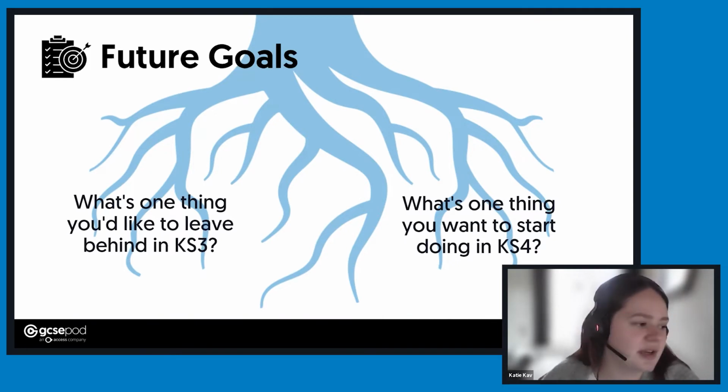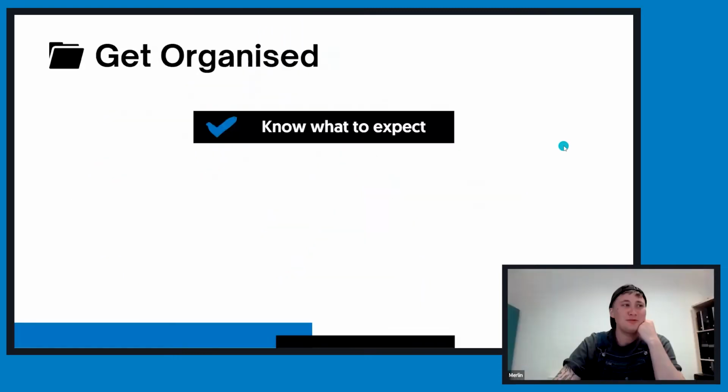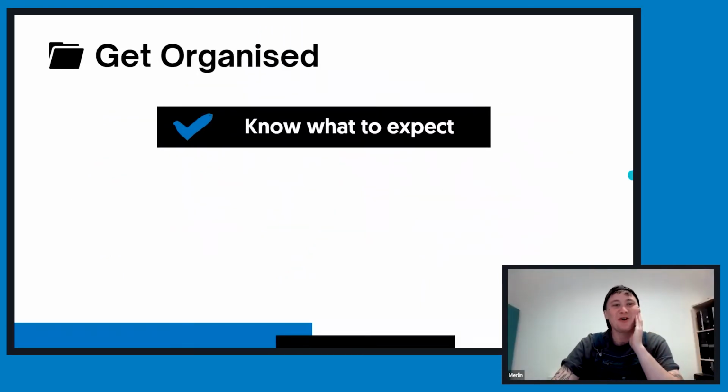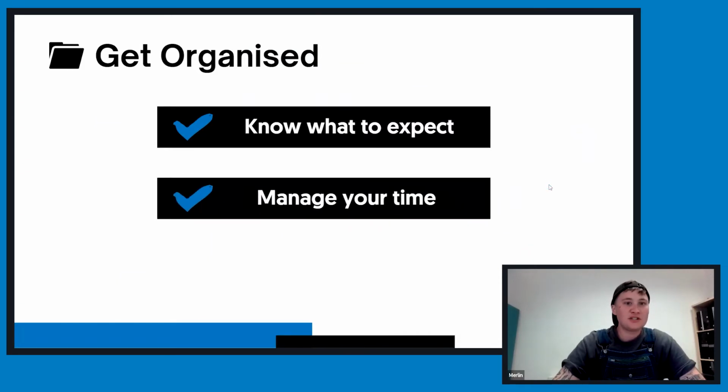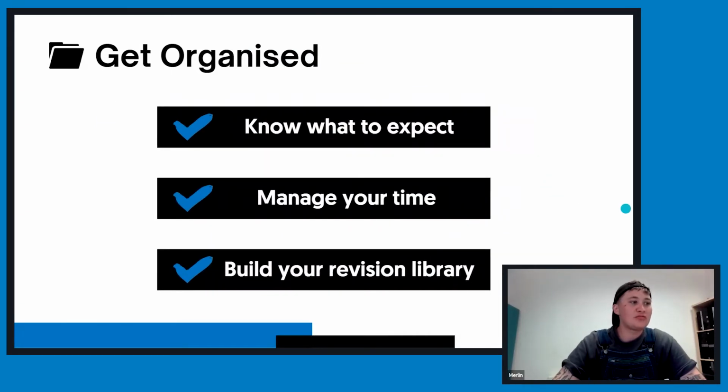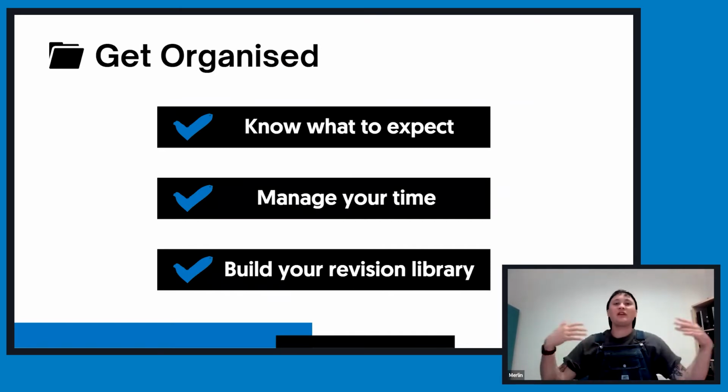Okay, cool. Well, those goals are absolutely brilliant. With time management, we're actually going to be discussing that next. We're going to be discussing how to get organized. Take it away, Merlin. Thank you very much. When it comes to getting organized, we've cut it into three things that you've got to think about: knowing what to expect in year 10, managing your time, and building your revision library up. So there are three things that we think you could start doing now, or in September of year 10, to get yourself in the good swing of things.